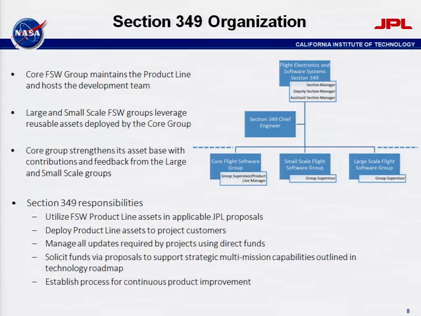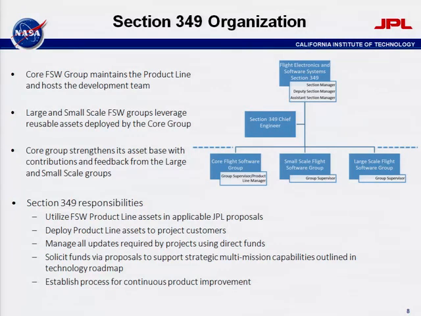So you see here we have the flight electronics and software systems Section 349 with the section management. And Jim Donaldson, he gets his special box right there. And then we have 3 different flight software groups. We have the core flight software group here, which maintains the product line and hosts the development team, so they're responsible for the product line itself. Then we have a small-scale flight software group, Microchase here, and a large-scale flight software group as well.